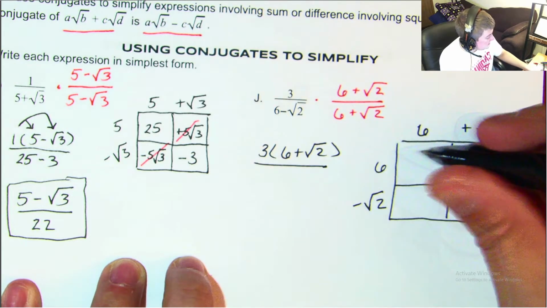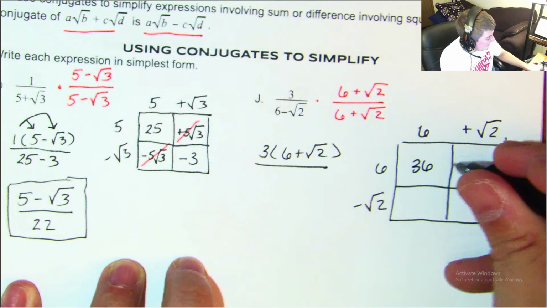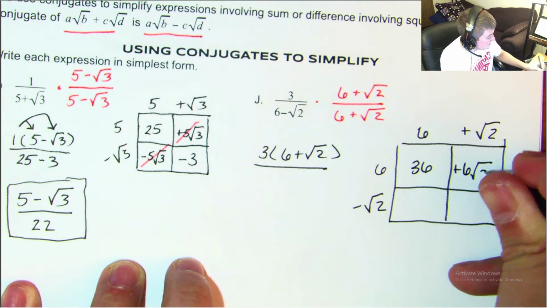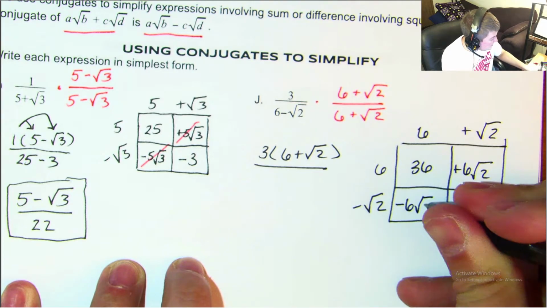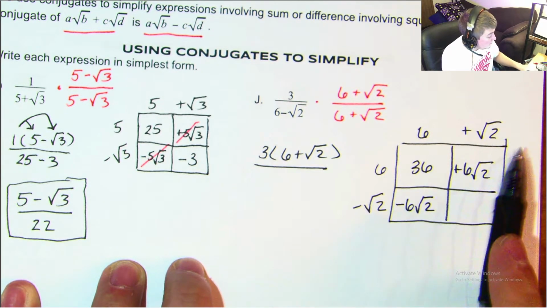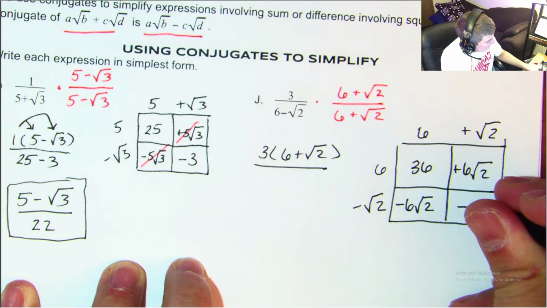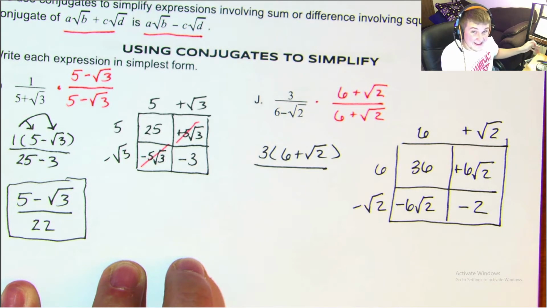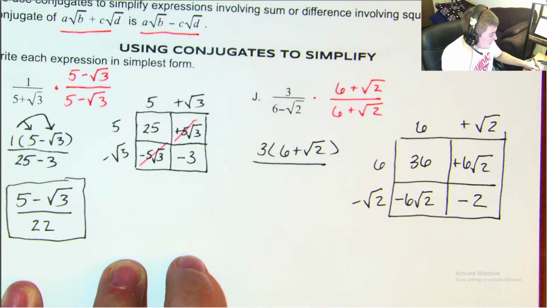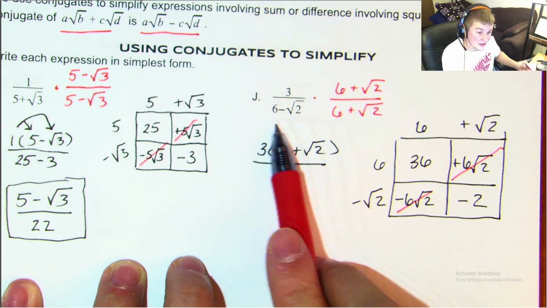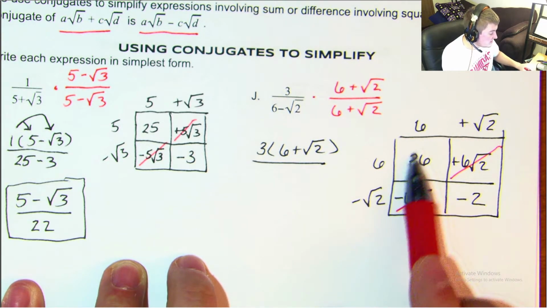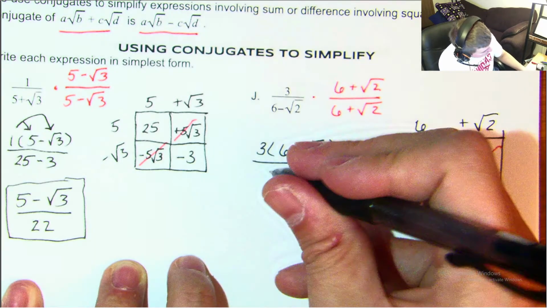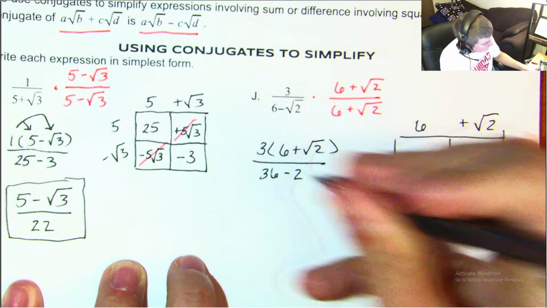6 times 6 here is 36. 6 times the positive square root of 2 is positive 6 square roots of 2. 6 times negative square root of 2 is negative 6 square roots of 2. Negative square root of 2 times positive square root of 2 is just negative 2. Okay, and we're actually not lucky. This is done entirely intentionally, that these are opposites of each other. That's exactly why you multiply by the conjugate, because these values cancel each other out. And so you're just left with 36 minus 2.